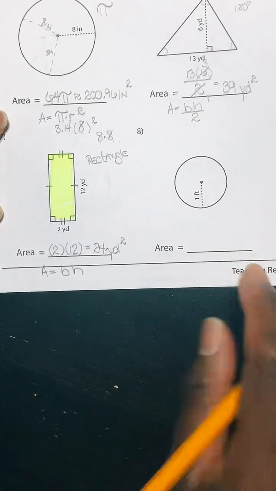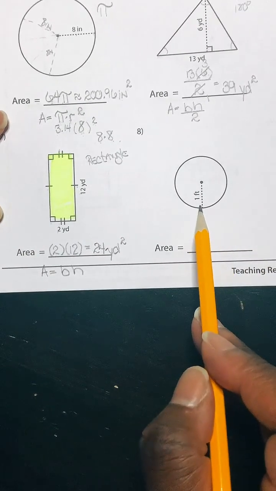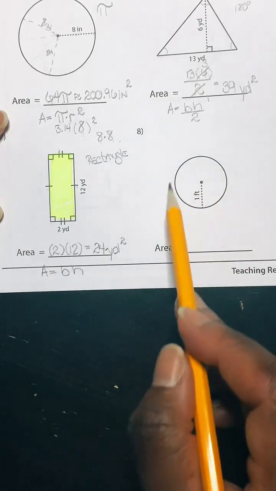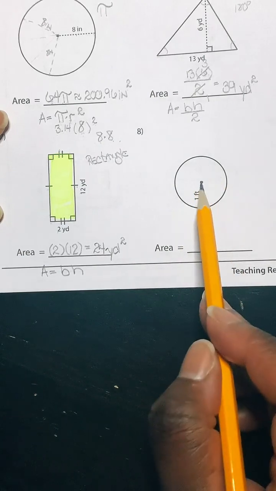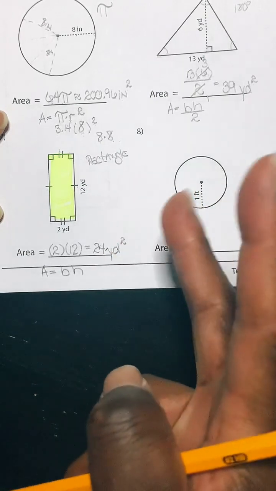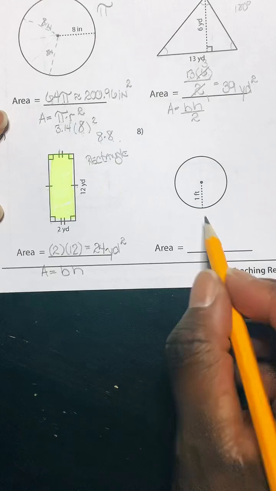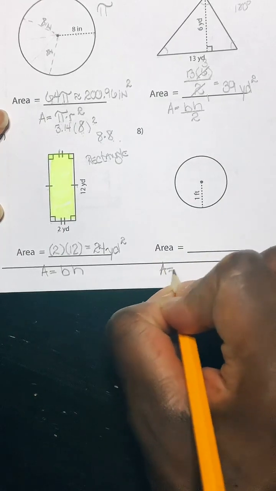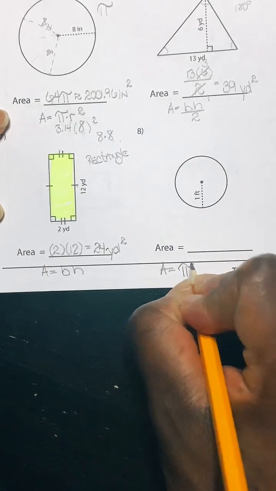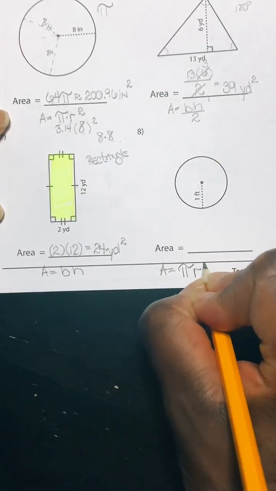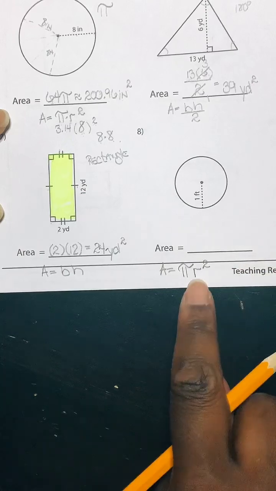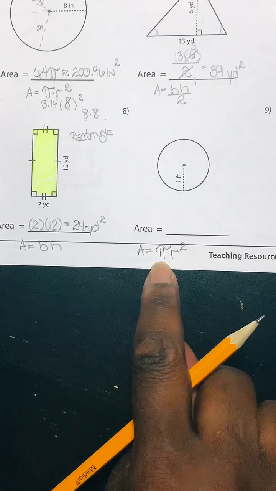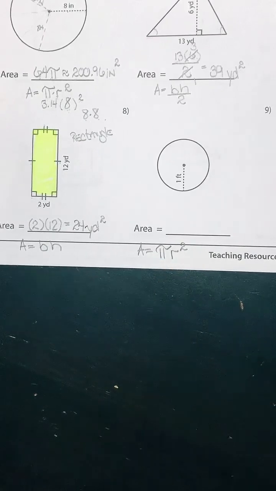So now we have a circular, you could say a circular rug. We want to see what is the area of this area rug. So we are using the formula. I'm putting it down here. It is your pi, your radius squared. That's always going to be the formula for area of a circle. Okay? Pi times your radius squared.